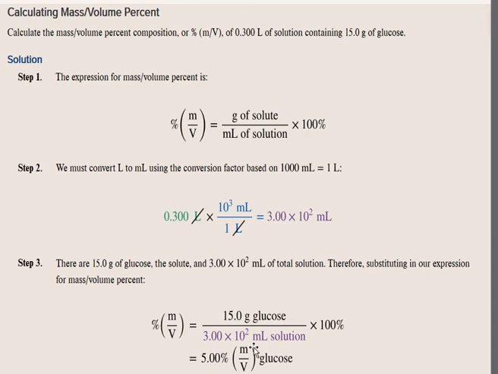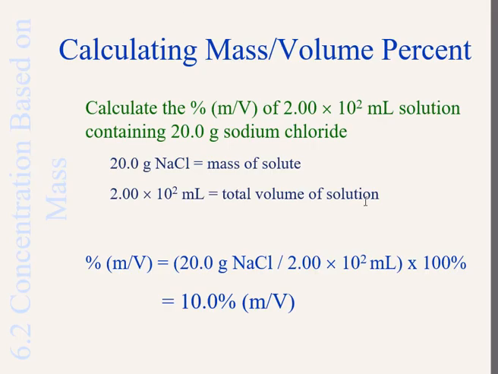So we should always specify whenever we create this kind of solution whether they are percent by mass or percent by mass volume. Now in the case of percent by mass volume, here is yet another example. Here we have 20.0 grams of sodium chloride and the total volume is 2.00 times 10 to the 2 milliliters. Now that we know how this is done, divide the two and multiply by 100 and give the answer to the right number of sig figs.